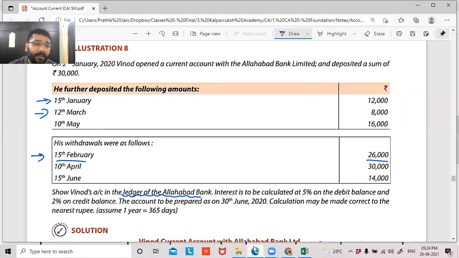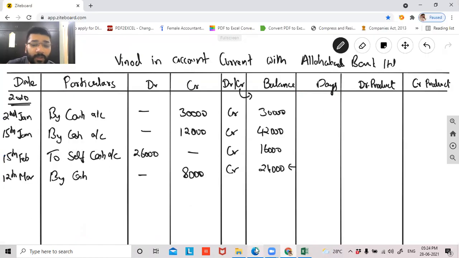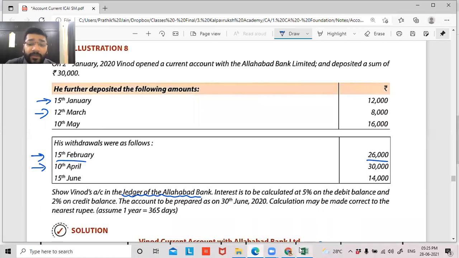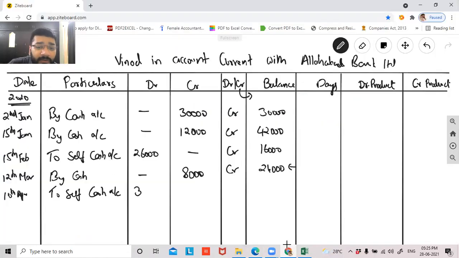Moving on further, guys. Tell me, next transaction, on which date is it happening? After 12th March. Next, which transaction? On 10th of April, 30,000 rupees is withdrawn, to self, cash account. So my liability is reducing to the extent of 30,000 rupees.